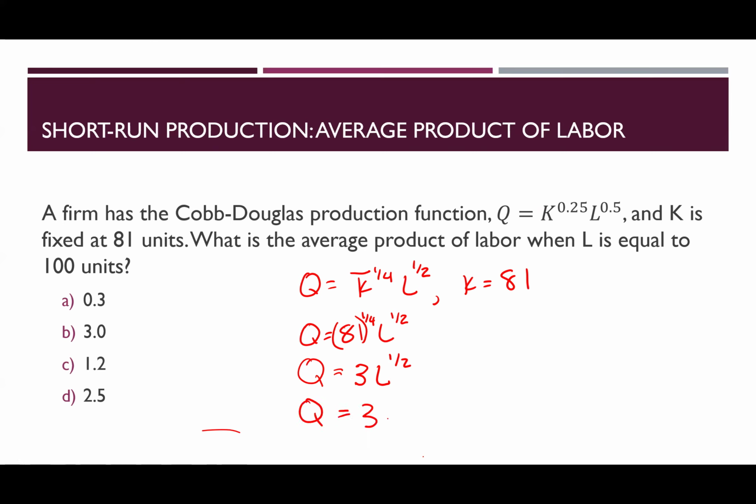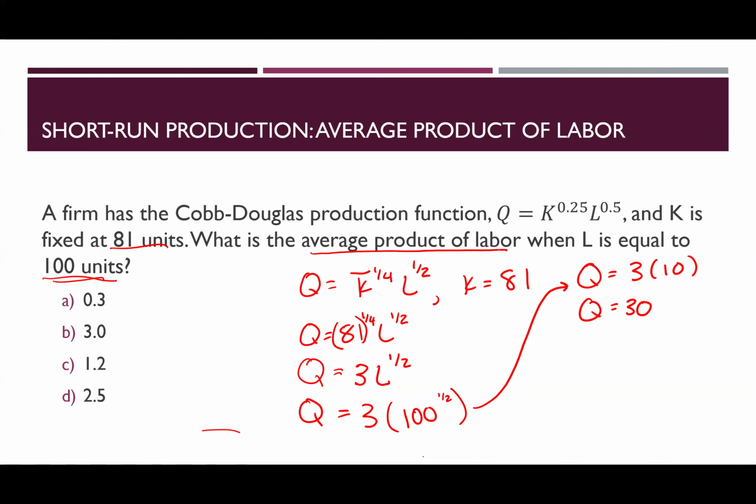Quantity equal to 3 times 100 to the 1/2 power. The square root of 100 is 10. So that's going to get us quantity equal to 3 times 10. So we have, in this case, output of 30 units when we have 81 units of capital and 100 units of labor. But that's not the question.